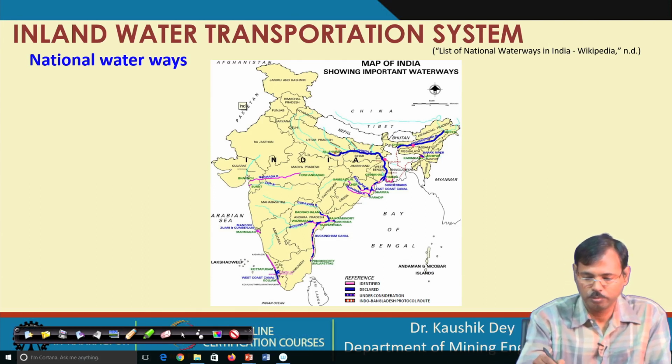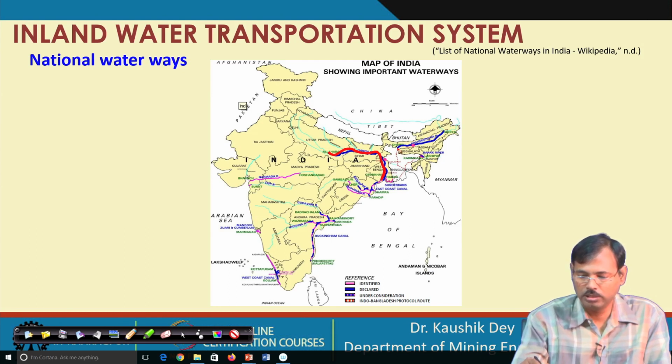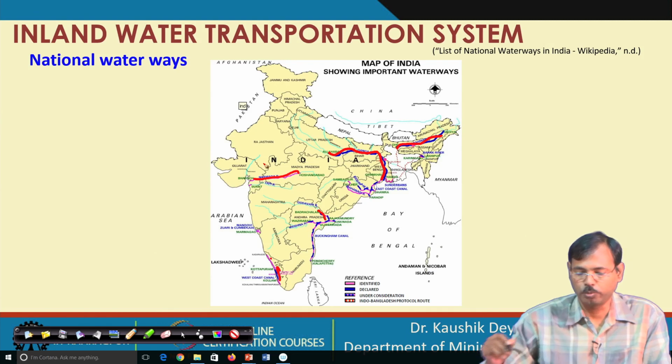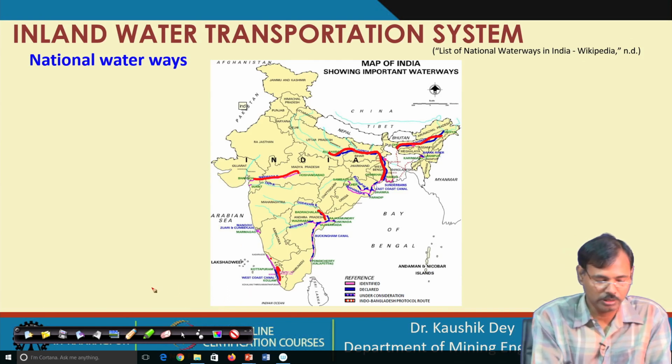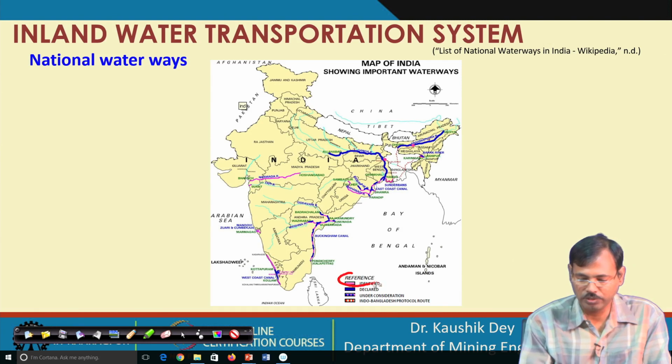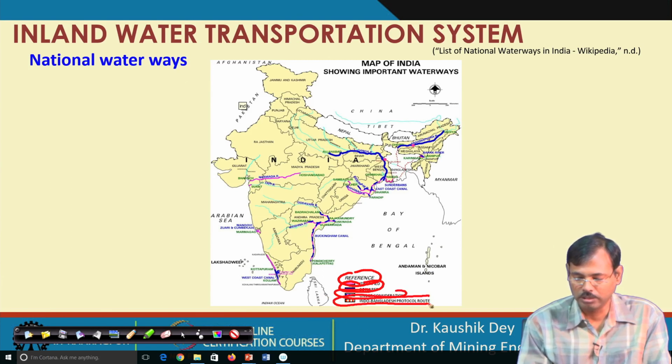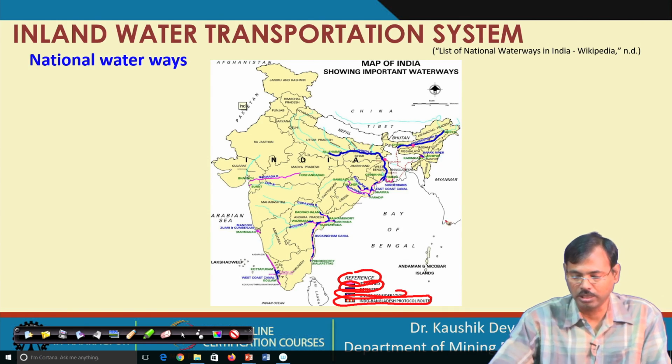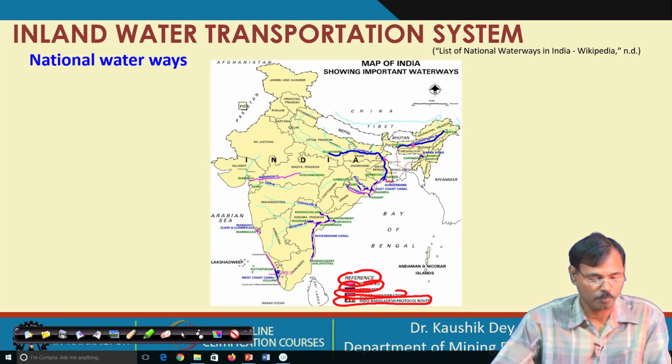These are the proposed waterways which are already completed. This one is almost in the finishing stage, and these are some of the other waterways which are proposed and can be developed in the future as per the proposal. These are the identified, these are declared, these are under construction, and this international route is under construction again.